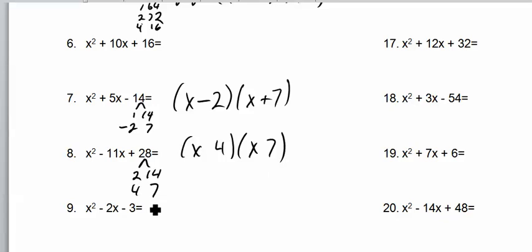But what do you think? Do you think we need positives or do we need negatives? We actually need negatives to add them together to equal negative 11.